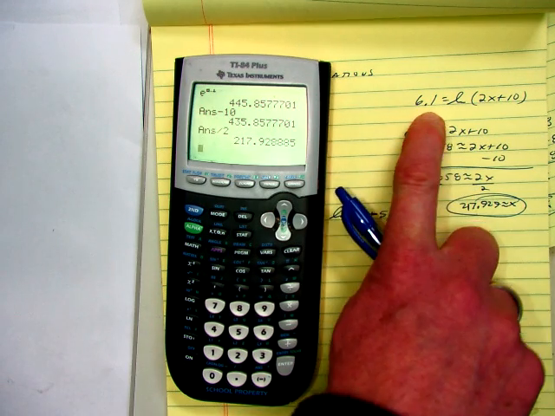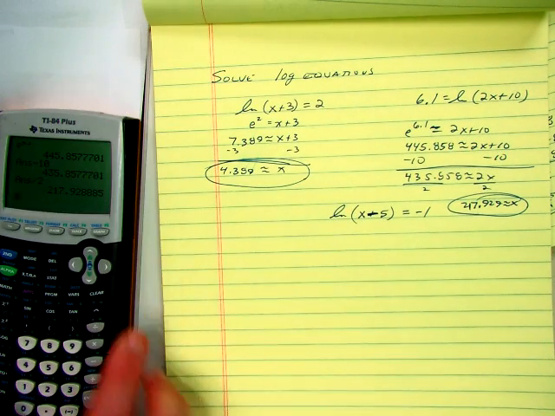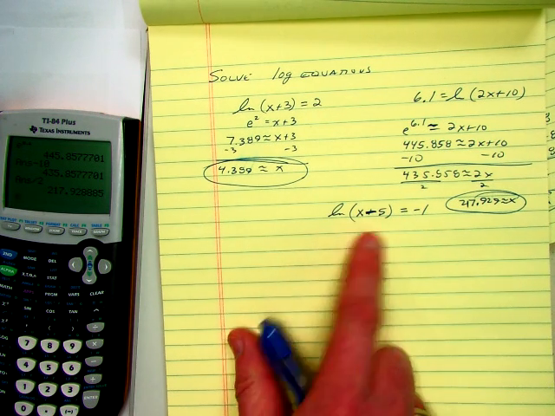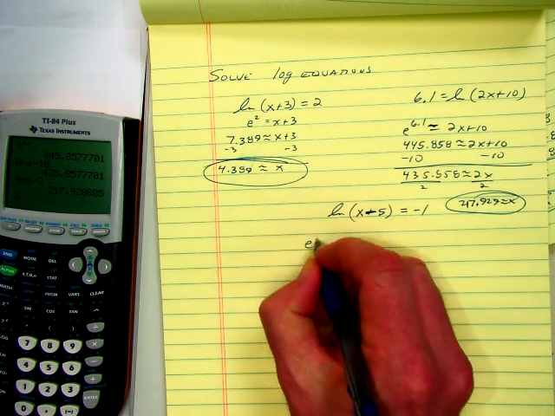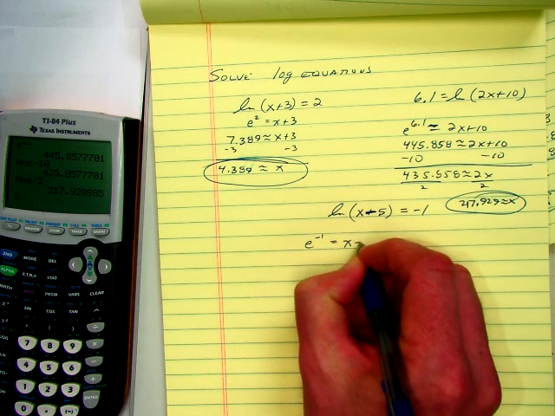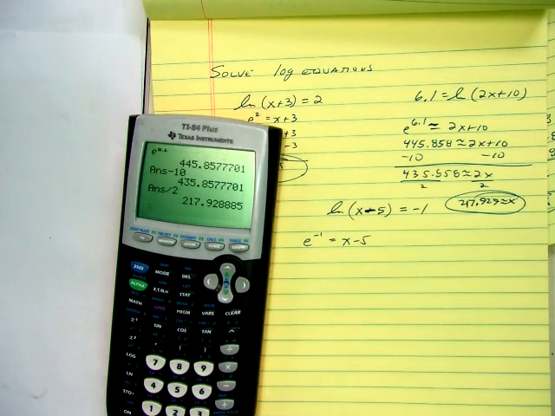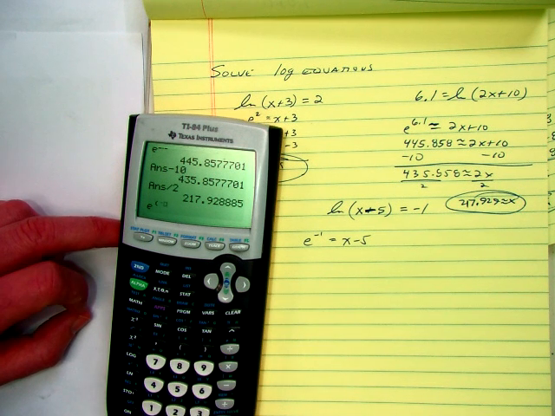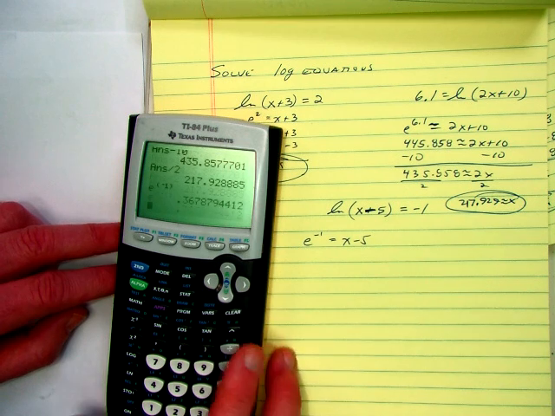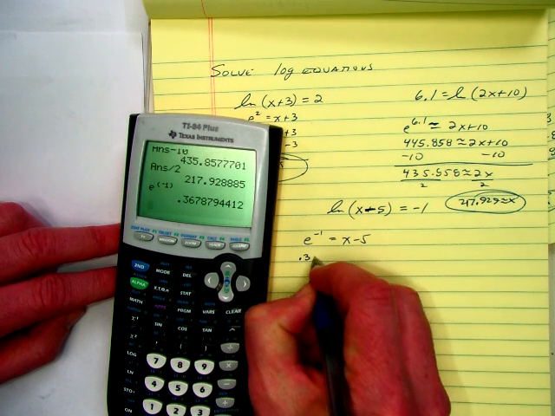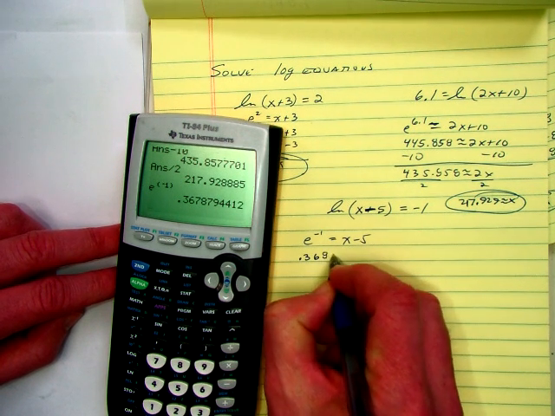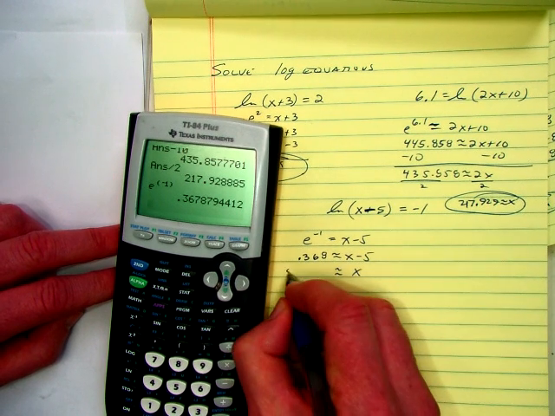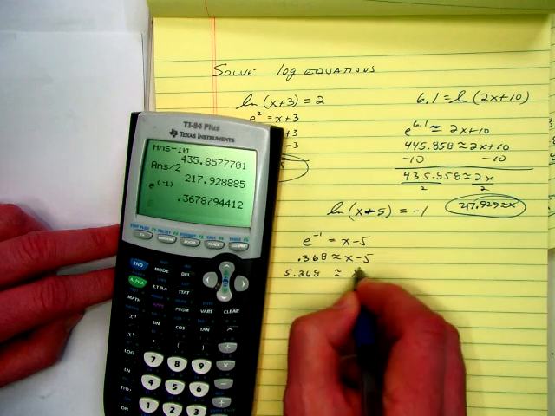All right, last one. Can I have it equal to a negative number? Yes, because logs, as we've said, are the same as exponents. So this would be e to the negative 1st power is equal to x minus 5. Okay, so I'm going to put that in a parenthesis just for safe reasons. E to the negative 1 is 0.368 is approximately equal to x minus 5. When I add 5 to that, I'm going to get 5.368. And that's my answer. Okay?